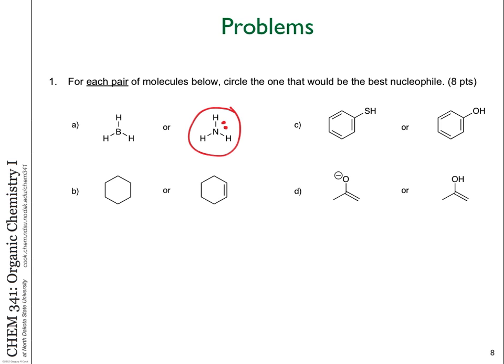Okay, so this is part of thinking about recognizing the reactive properties of a molecule. Of course, the reactive properties depend on what it's reacting with as well. If you take a look at B, we have cyclohexane and cyclohexene. Which one can more easily form bonds with its electrons?